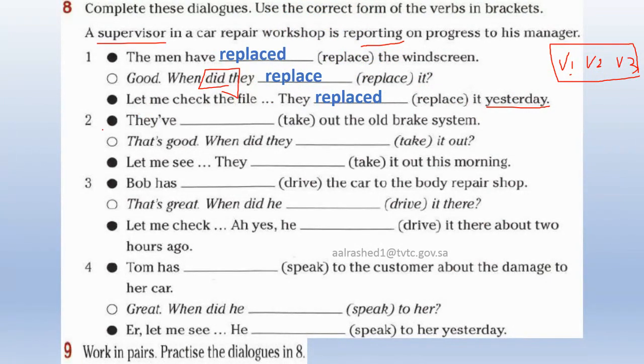Okay, let's see number 2. They have. So this is a typical sentence in the present perfect. They have take. I need the past participle of the verb take. Can't add ed because the verb take is irregular. So we have take, took, taken. Of the old brake system, that's good. When did they? Again, whenever you see did, you should simply put the verb in the blank without adding the suffix ed.